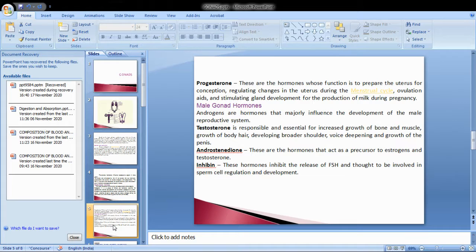Androgens are hormones that majorly influence the development of the male reproductive system. Androgens play a major role. For what purpose? The development of the male reproductive system. Testosterone is responsible and essential for increased growth of bone and muscle, growth of body hair, developing broader shoulders, voice deepening, and growth of the penis.